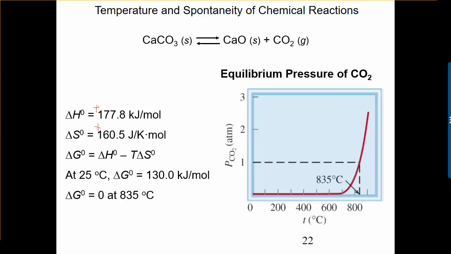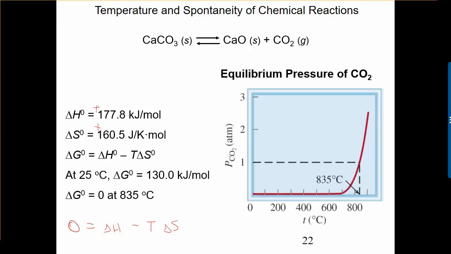So where does delta G become 0? Well, if we solved for the temperature and put delta G equal to 0, we could see that it would be 835 degrees Celsius. So delta G equals delta H minus T delta S, and I solve for the temperature when it's 0, and it would allow me to determine that temperature.